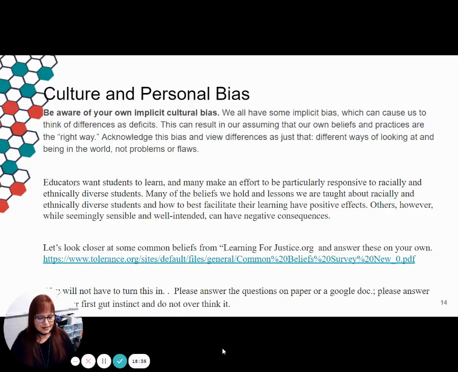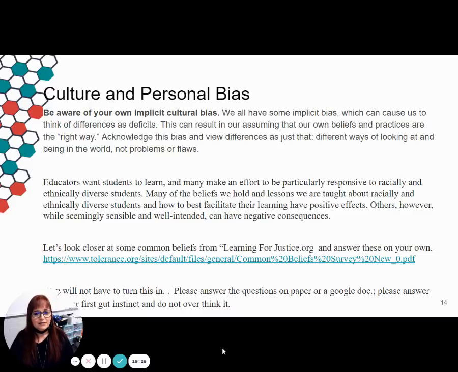Life experience leaves us with biases and prejudices, but it's our responsibility as educators to recognize them and adjust our actions based on our own self-awareness. Like, oh, why was I thinking that? And where can I make the shift? Teachers want students to learn and make many efforts to be particularly responsive to racially and ethnically diverse students. Many of the beliefs we hold and the lessons we're taught about racially and ethnically diverse students and how to best facilitate their learning have positive effects. You make the world of difference in our students' lives.